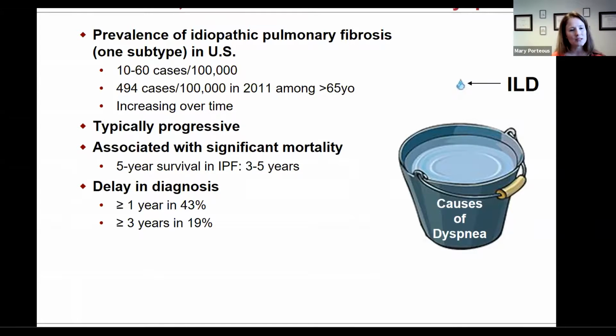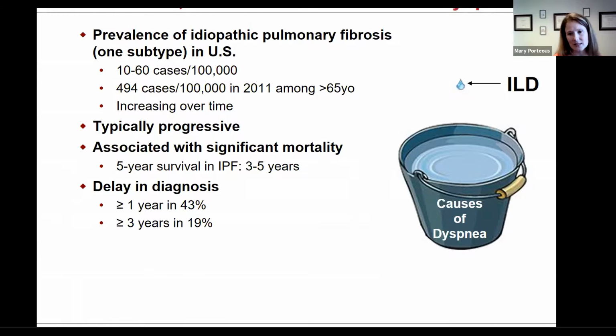So the prevalence of even just one of the subtypes of interstitial lung disease, IPF, is 10 to 60 cases per 100,000 in the overall population. These diseases commonly affect elderly patients. If you look at just the subgroup over 65, and I don't say elderly is above 65 as I get older, that's shifting a little bit, the prevalence increases to 494 cases per 100,000. And that was even just in 2011.